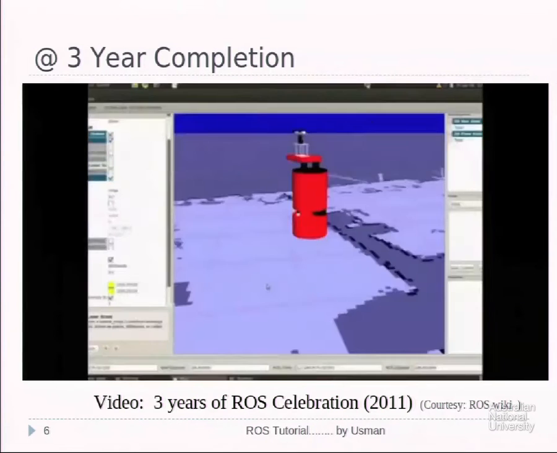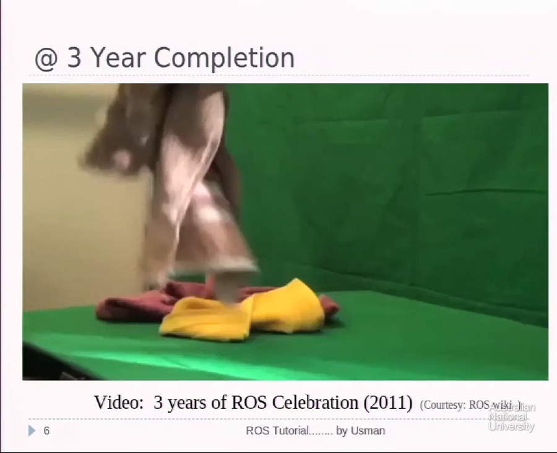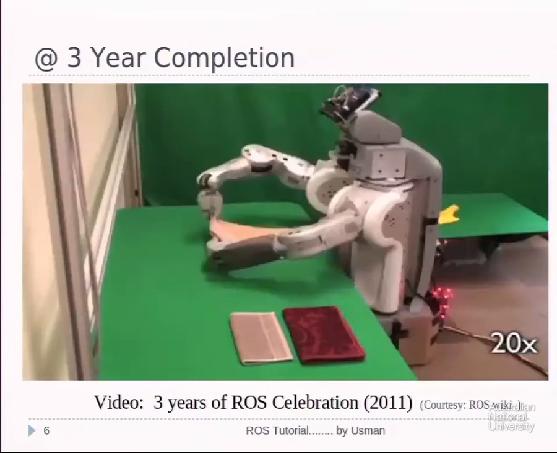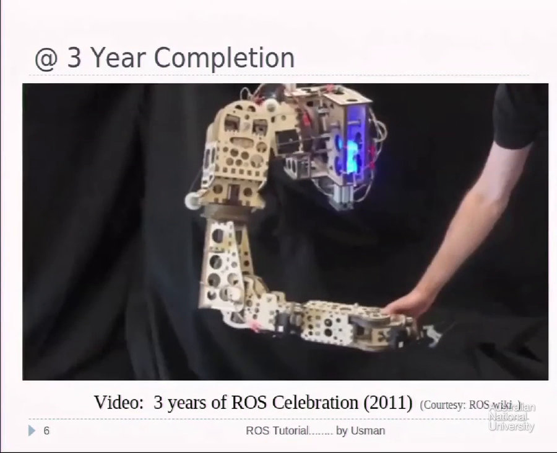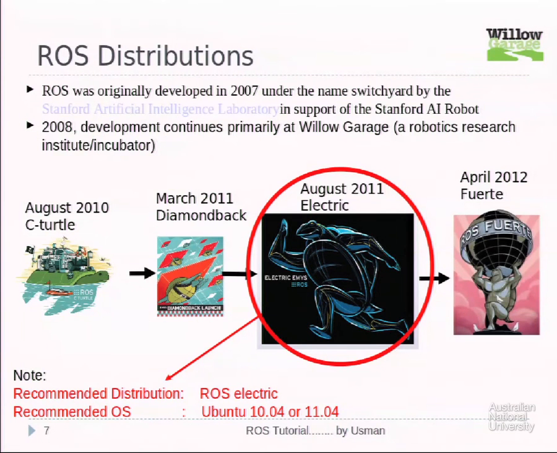So let's talk about versions. Of course, in Windows we talk about versions. Here we also have versions. They call them distributions. It initially started at Stanford, but then was taken over by Willow Garage. It's a very familiar company or research institute. They started it from 2008, and they have different versions like Sea Turtle, Diamond, Pack, Electric, and Fuerte. This is the new version.